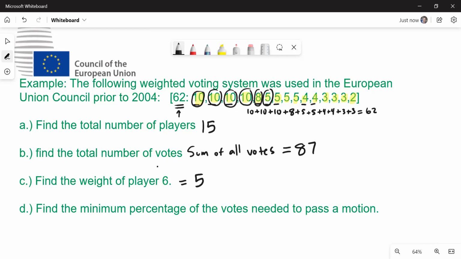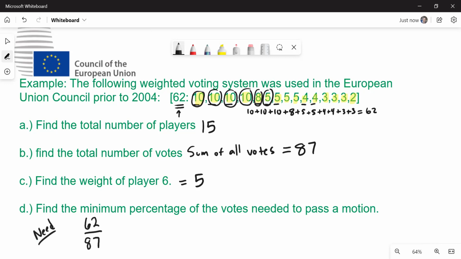And then D, find the minimum percentage of the votes needed to pass a motion. Well, in this particular example, we need 62 out of the total 87 to pass a vote.